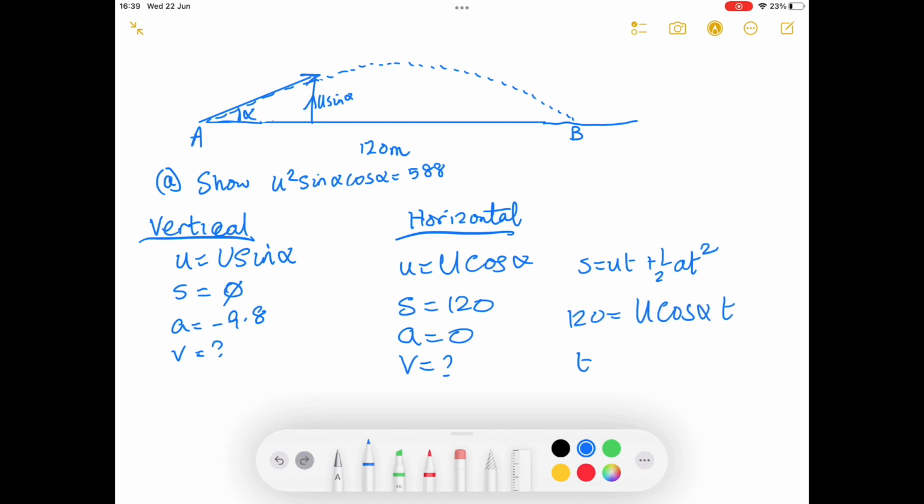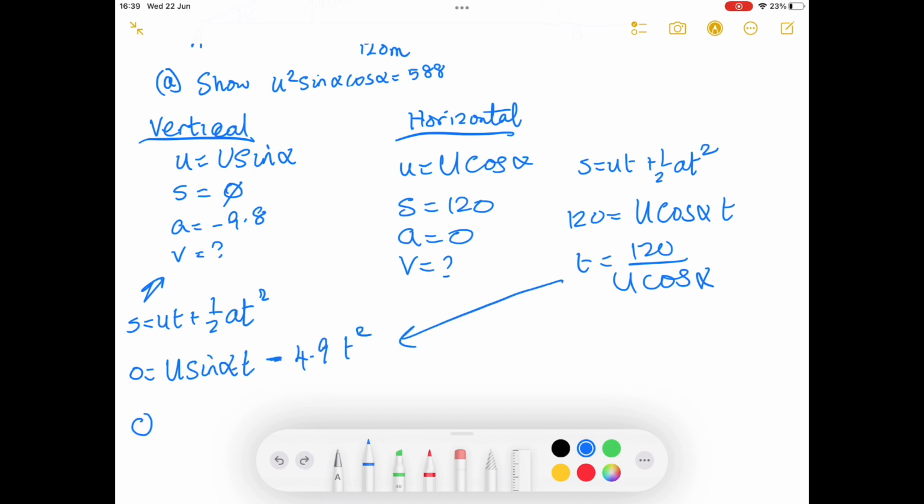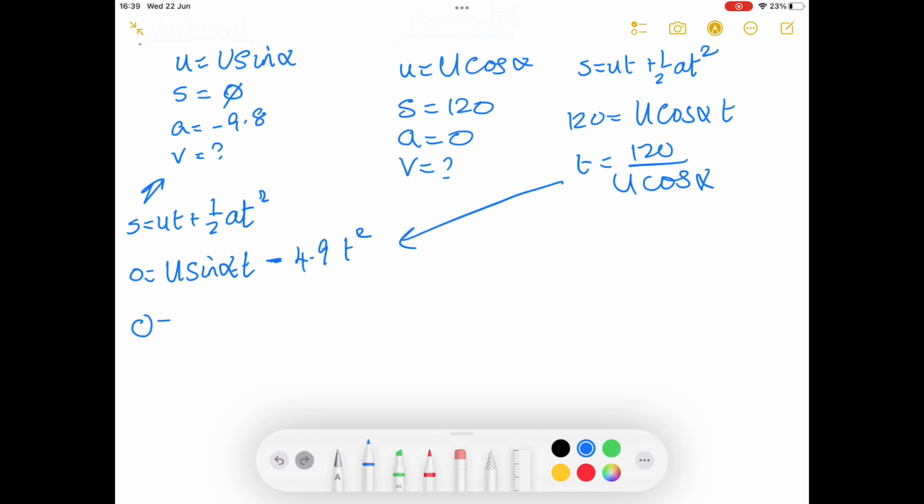And so what we can use here is s equals ut plus a half at squared to work out t. So t equals 120 over u cos alpha. And with that, we can then use the same equation on the vertical. So 0 equals u sine alpha t minus 4.9 t squared. Substitute t into that equation, and what do we get? Yeah, write it all out.